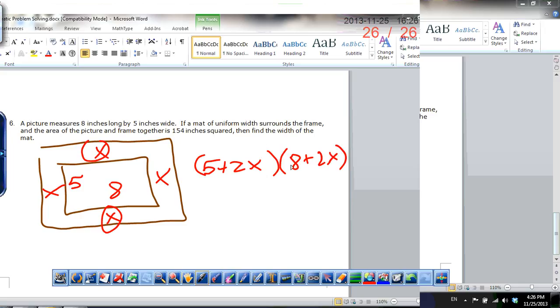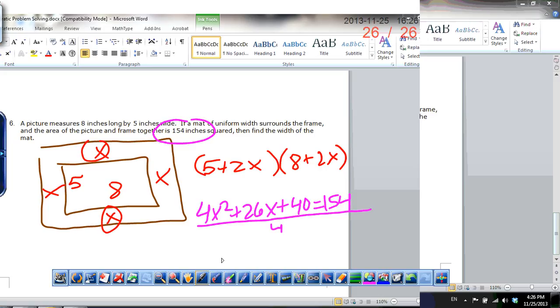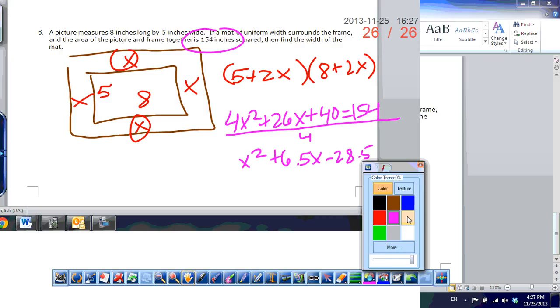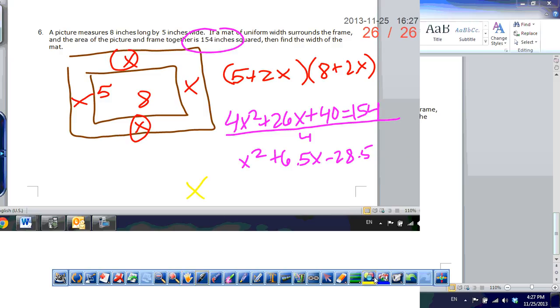Okay, so we do our multiplication. You could just double distribute, box formula, all that stuff. We're going to get 4x squared plus 26x plus 40 equals our area, 154. What I would probably do is divide everything by 4 here, so I get x squared plus kind of an ugly decimal, 6.5x, and then I'm going to move 154 over, divide by 4, I get 28.5. I would probably put this in the calculator, to be honest, and I'd find out that my x is going to be 3.